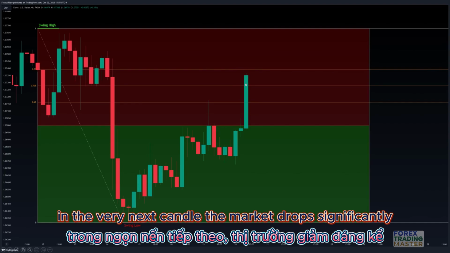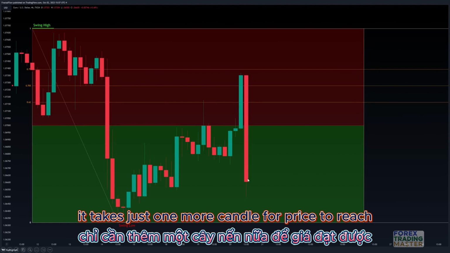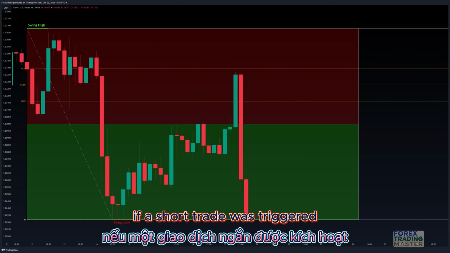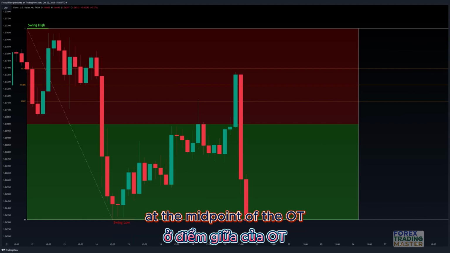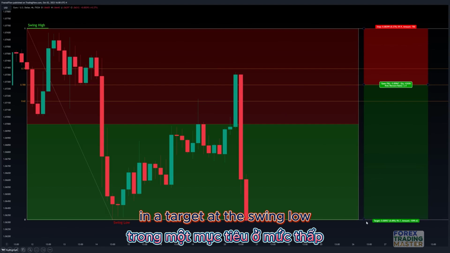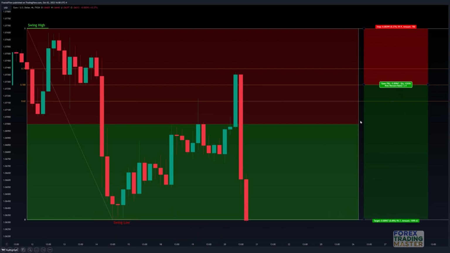In the very next candle, the market drops significantly. It takes just one more candle for price to reach the swing low target. If a short trade was triggered at the midpoint of the OTE, with a stop at the swing high and a target at the swing low, the trade will have a 2.4 risk-reward ratio.